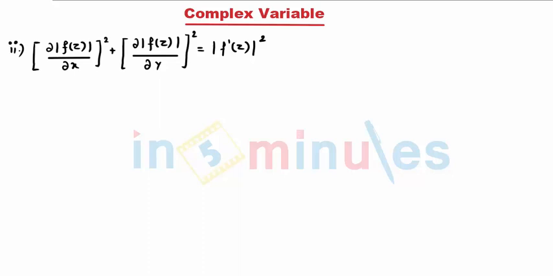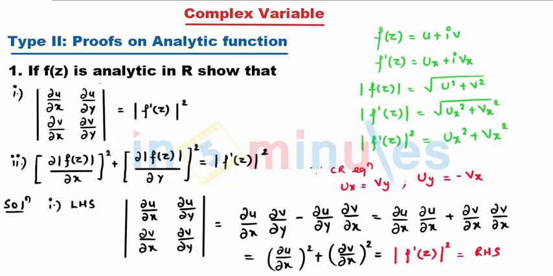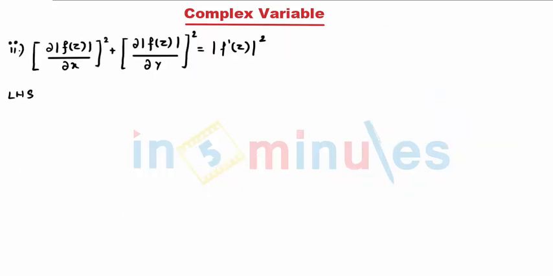I start with LHS. So in LHS, there is mod of f of z. So what is exactly mod of f of z? That is nothing but under root of u square plus v square. So we need to differentiate that. So I take one by one. First I'll find this, next I'll find this, and then we'll add.